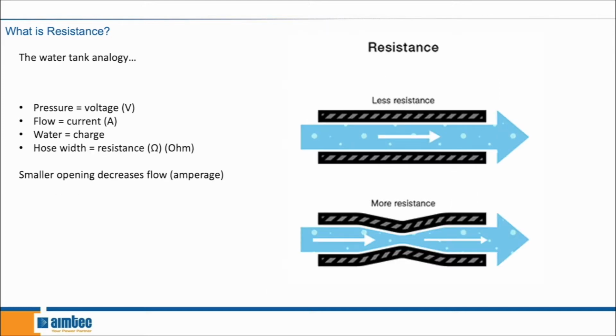Finally, we'll talk about resistance, again using the water tank analogy. Resistance is the width of the hose. So if it's wider, there's going to be less resistance when the current passes through the hose. And if the hose is more narrow, there will be more resistance. And the resistance is measured in ohms.